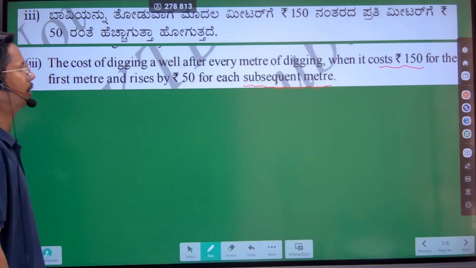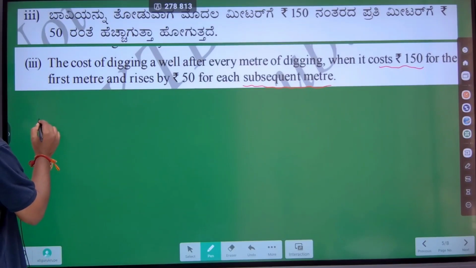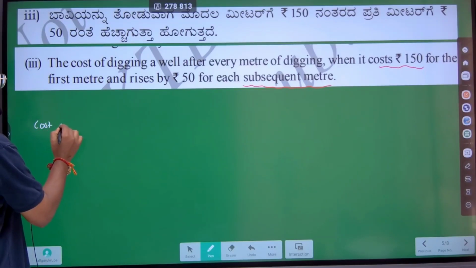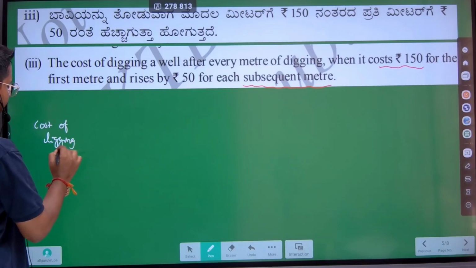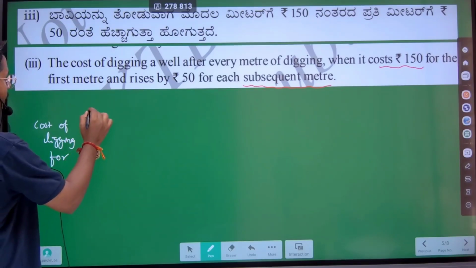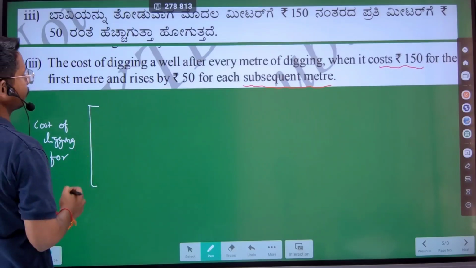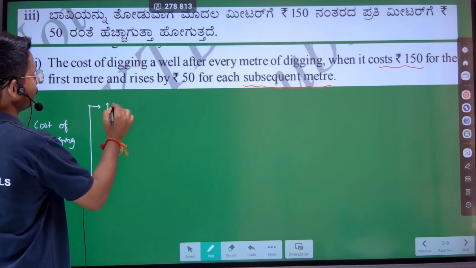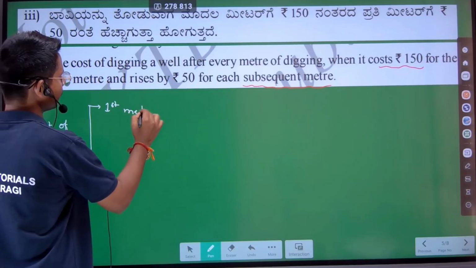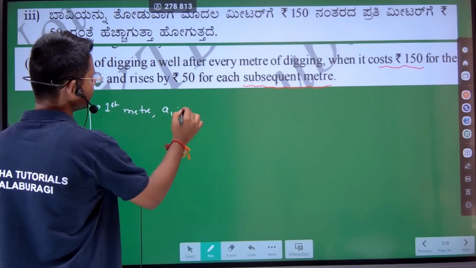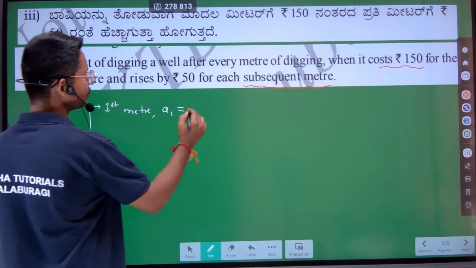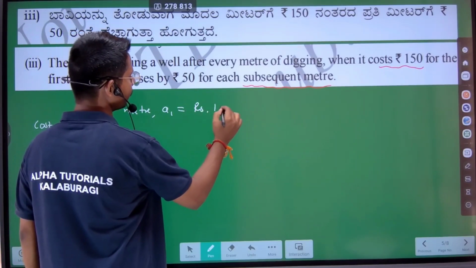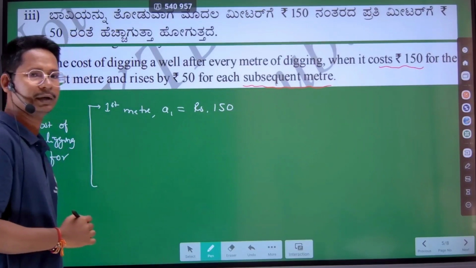So I'll write the cost of digging for the first meter, which is nothing but A1, the first term. For the first meter, how much does it cost? Rupees 150.